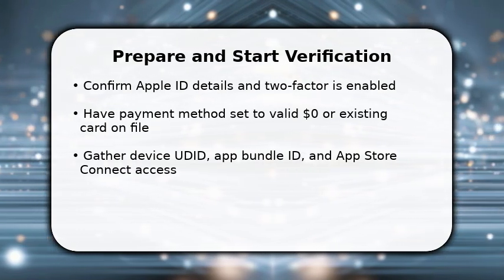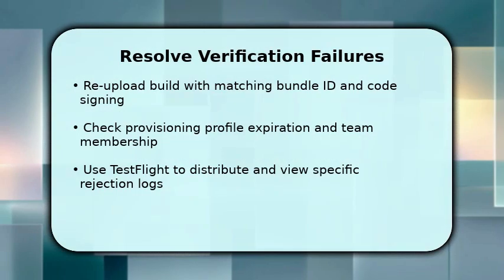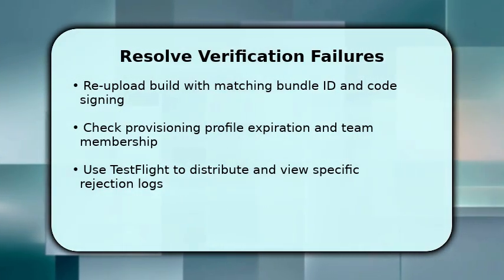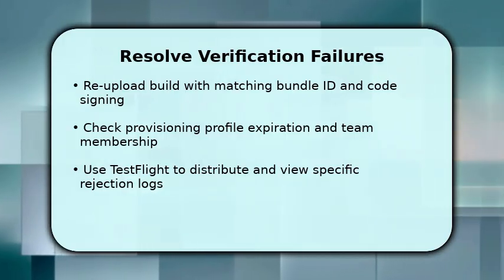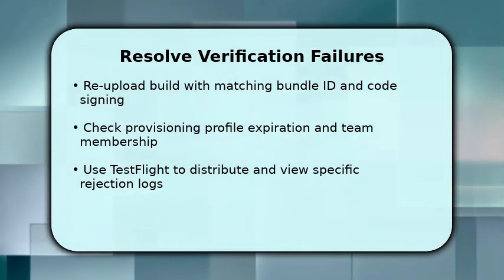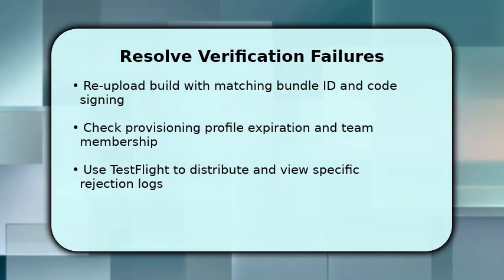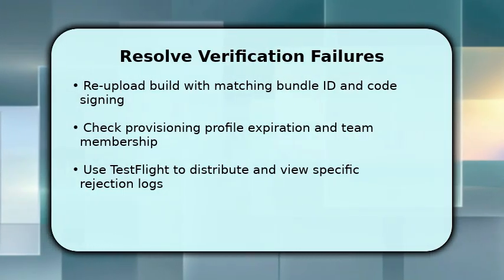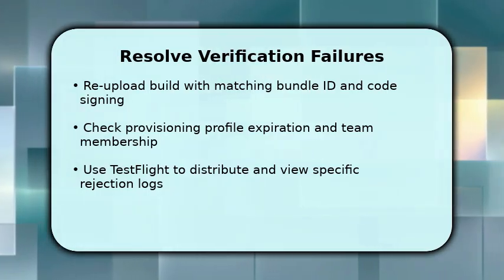Start by rebuilding the app with correct code signing and a provisioning profile tied to your team. Once rebuilt, upload the IPA and inspect processing logs. Mismatched entitlements often trigger verification. Make sure the Apple Developer Program membership is active and that the profile hasn't expired, because that silently breaks verification.